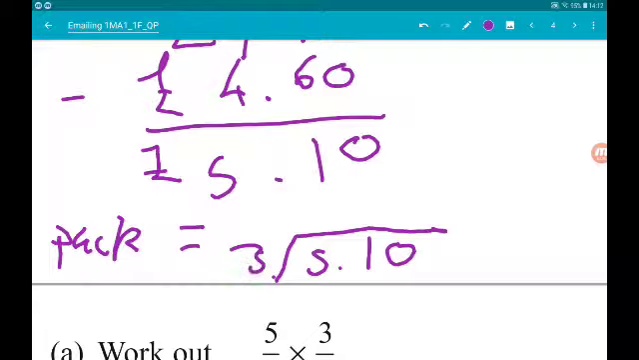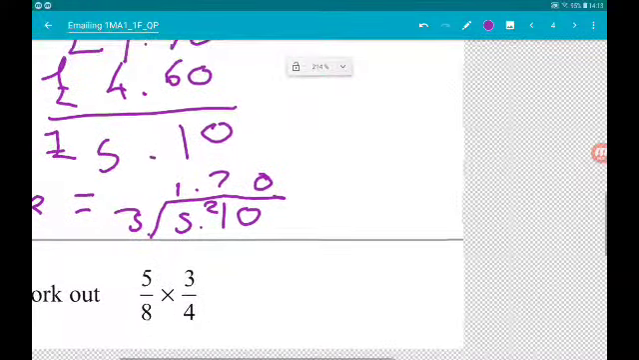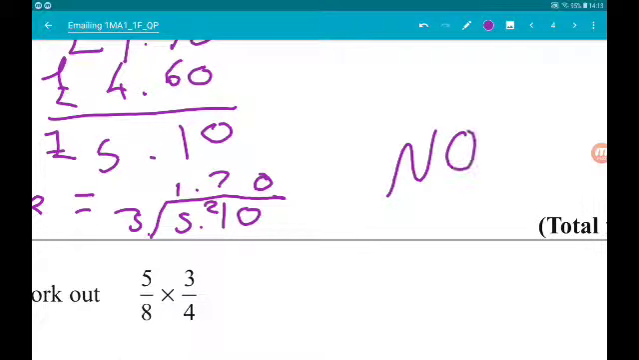So, 3's into 5 go once. Remainder 2. 3's into 21 go 7 times. And then 3 into 0 goes 0. So, the answer, is she correct, is no. 1 pack costs £1.70p.